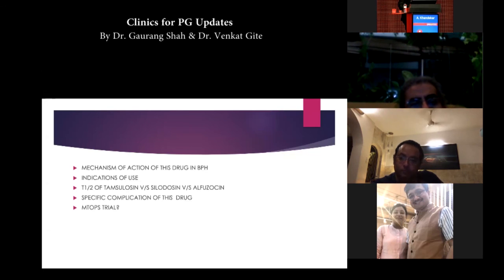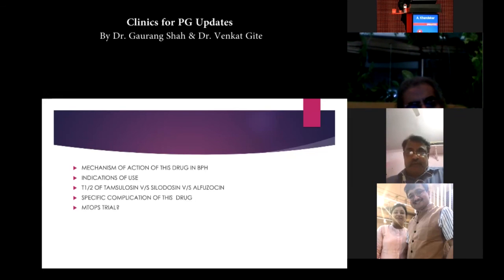Okay. What is the half-life of tamsulosin, silodosin, and alfuzosin? Half-life of tamsulosin is around 10 to 12 hours, and silodosin is also similar, 8 to 10 hours, and alfuzosin is 4 to 6 hours. Yeah, silodosin is the most long acting. I think, sir, isn't it 13 plus or minus 8 hours, right?